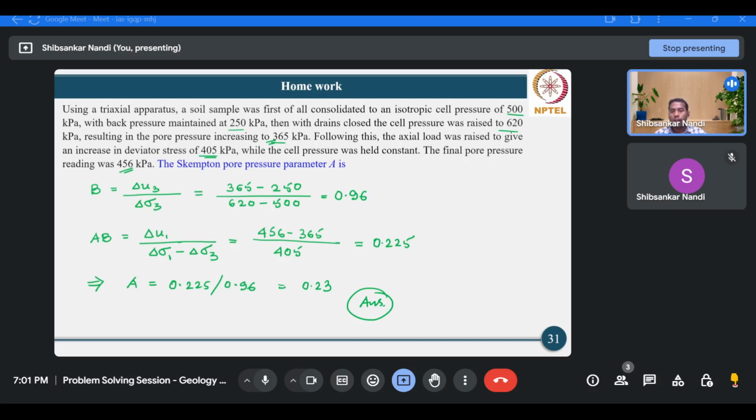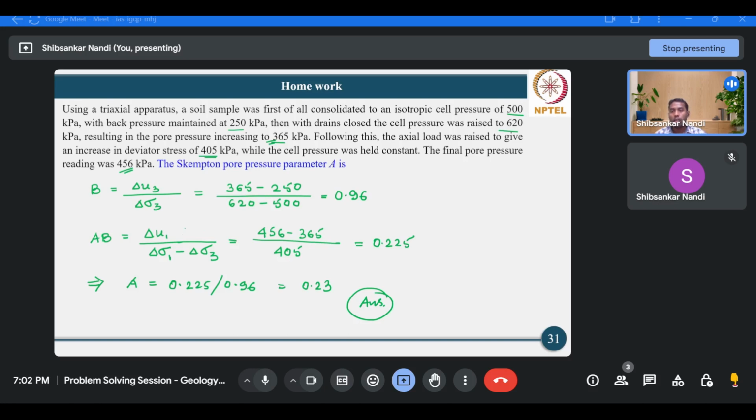Now coming to the second phase of this testing, the cell pressure is kept constant and the axial load is increased. Now due to an increase in deviatoric stress of 405 kPa, the pore pressure is seen to increase from 365 to 456 kPa. So what is the change in pore pressure? This is nothing but 456 minus 365, which is denoted by delta U1.